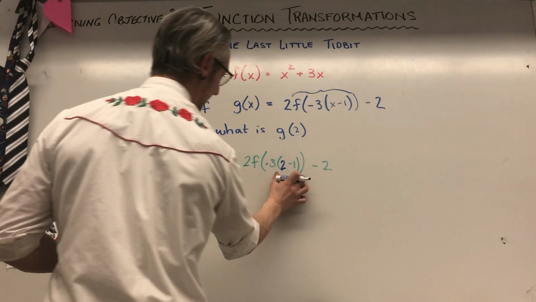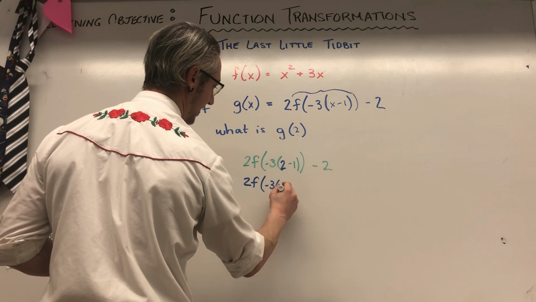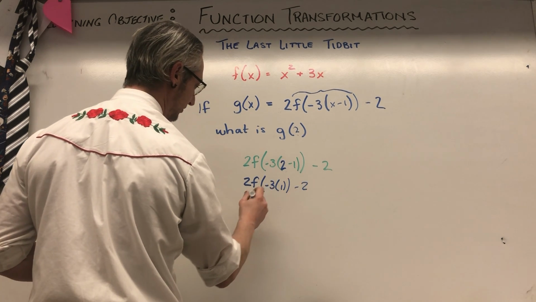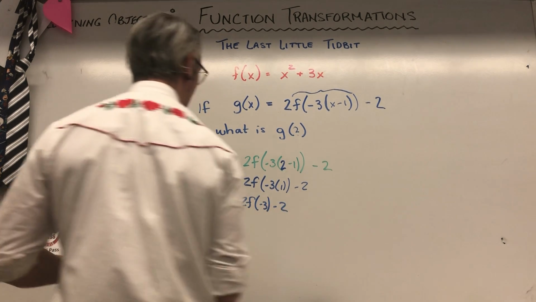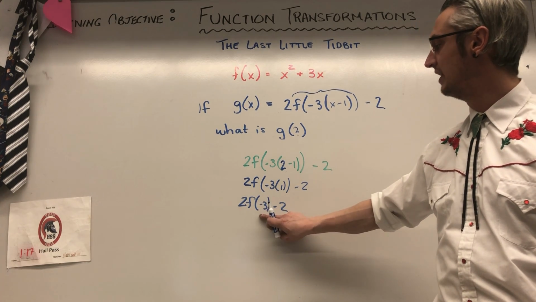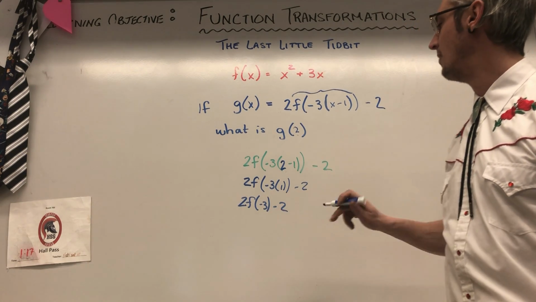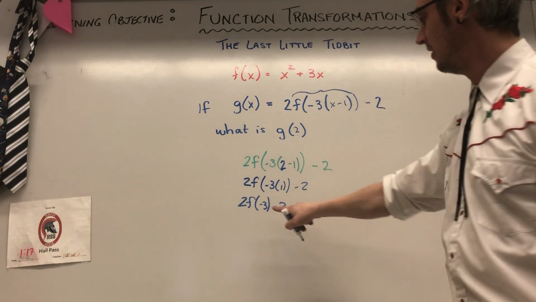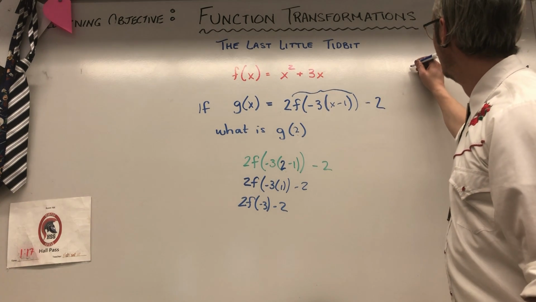I'm going to start inside, and I'm going to move my way out. So I get 2f of negative 3 times 1 minus 2. Negative 3 times 1 is negative 3. So now I've distilled it down to 2 times the function f with an input of negative 3, minus 2. So now I have to figure out what the value of f of x is with an input of negative 3. So I'll do that right here.